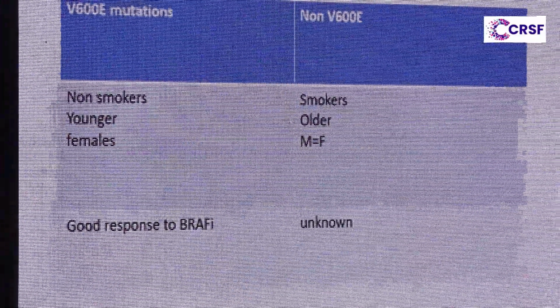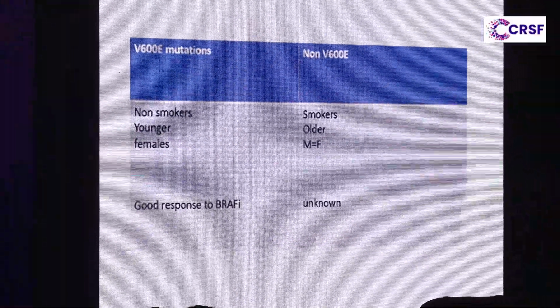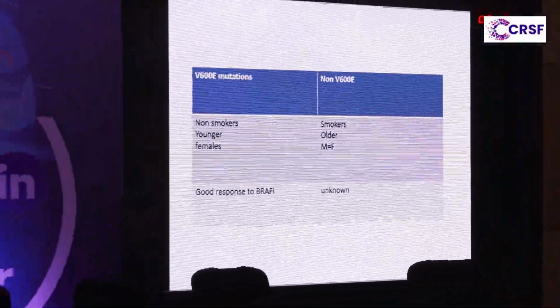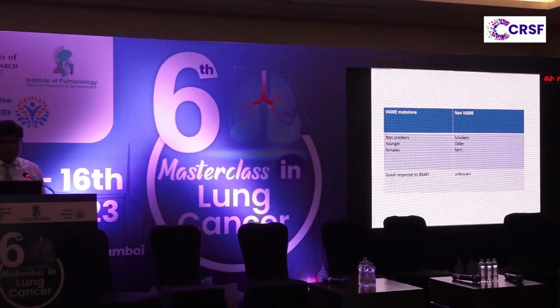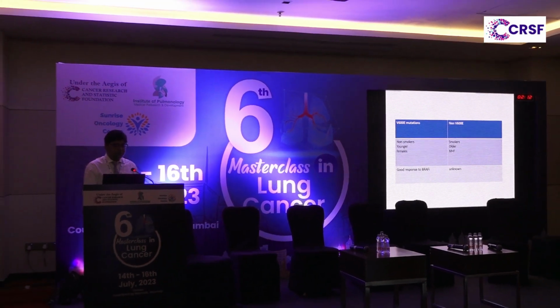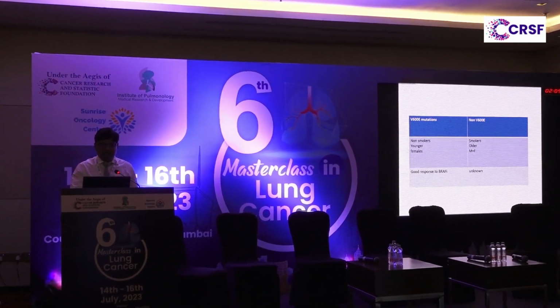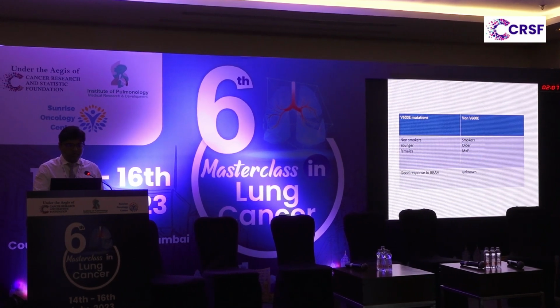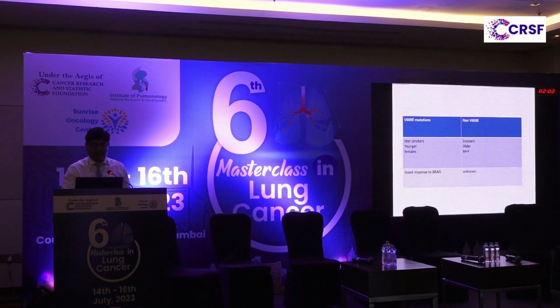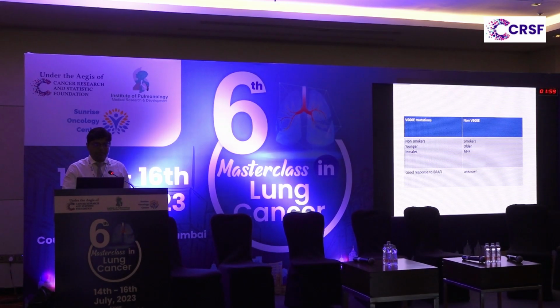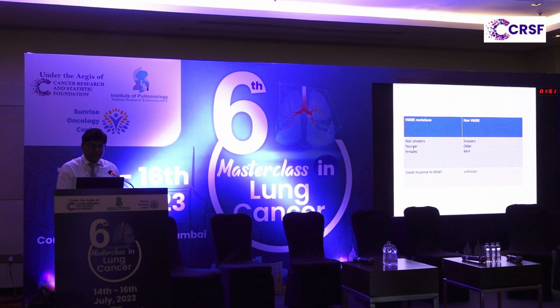Some of the clinical features associated with V600E versus non-V600E: V600E mutations are associated with non-smokers, younger populations, and are more commonly seen in females. Whereas non-V600E mutations are commonly associated with smokers, the elderly age group, and there was no difference in distribution between males and females. And the response to BRAF inhibitors is very good in V600E mutation positive NSCLC patients, whereas the response to BRAF inhibitors in non-V600E mutations is unknown.